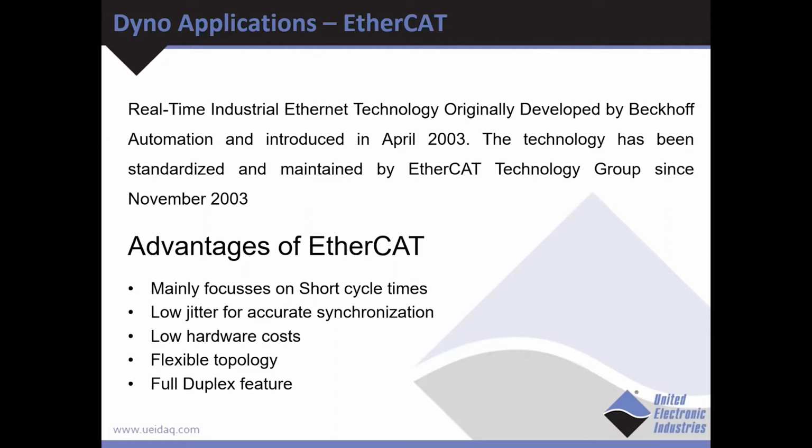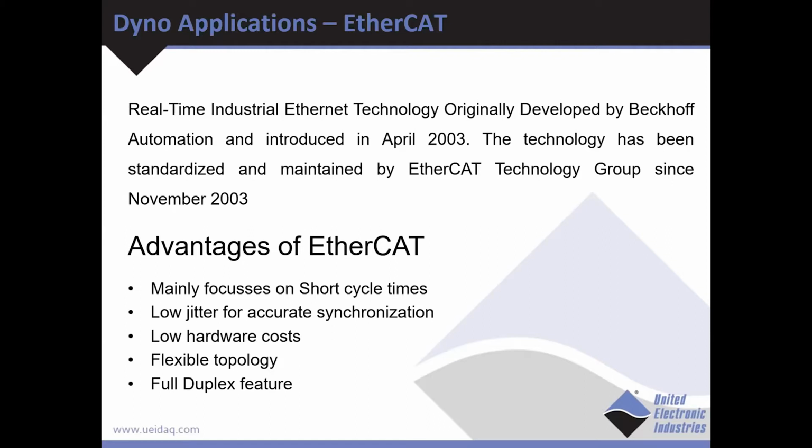Some of the main advantages of using EtherCAT technology are mainly focused on shorter cycle time. Because of the nature of the protocol, we are able to achieve very short cycle times of less than 50 microseconds. The technology also offers low jitter for very accurate data synchronization. And because of the standardized nature of the protocol itself, the hardware costs are much lower.